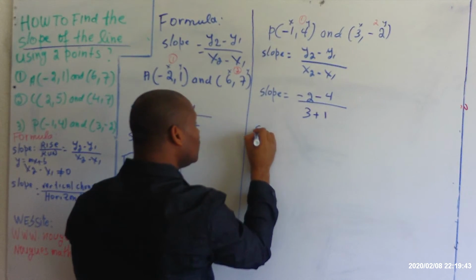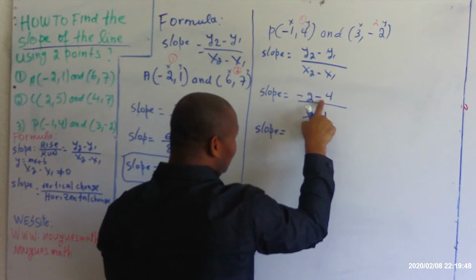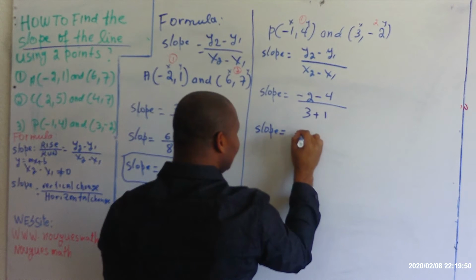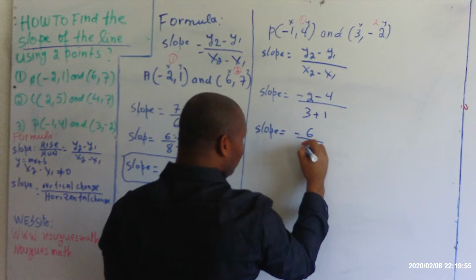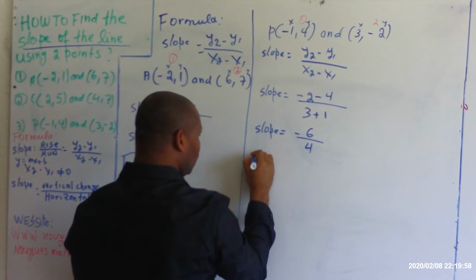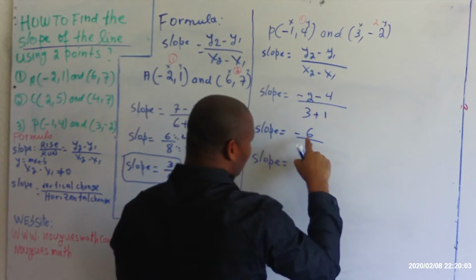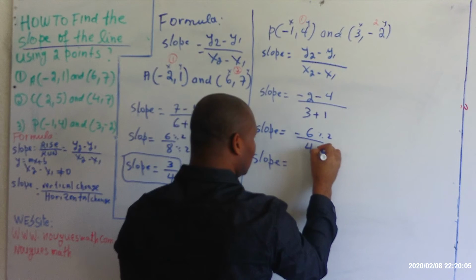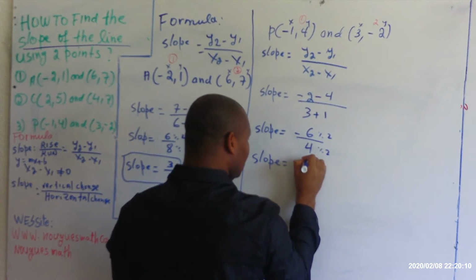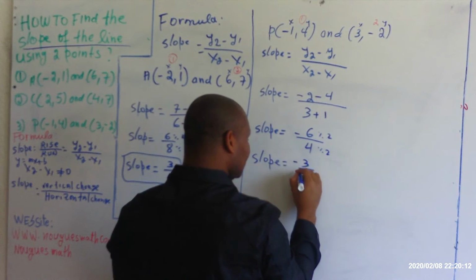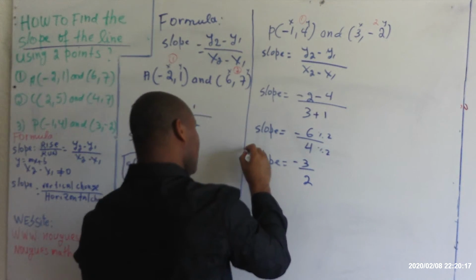So slope equals negative 2 minus 4, that's going to be negative 6, over 3 plus 1, that's going to be 4. So we can simplify. Divide this by 2. Negative 6 divided by 2, that's going to be negative 3. 4 divided by 2, that's going to be 2. Alright. Answer: negative 3 over 2.